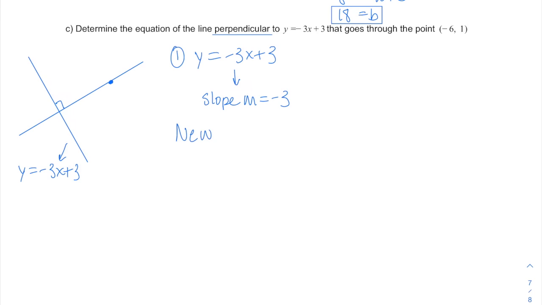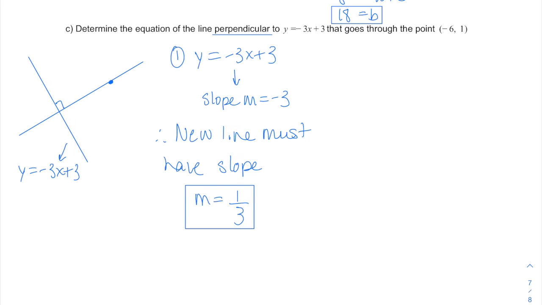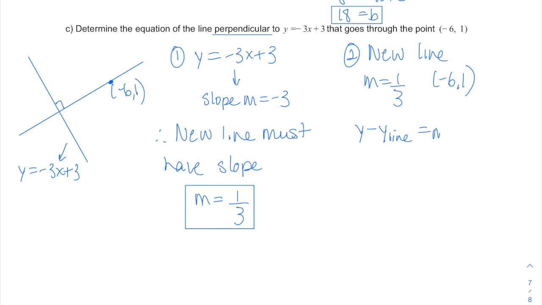So if I know my original line is -3x plus 3, my new line must have a slope that is the negative reciprocal of that, or positive 1/3. Okay, so step 2, I know my new line has slope 1/3, and I know my new line goes through the point -6, 1. In this case, I'm going to use the other equation. Again, it doesn't matter which one you use, you should get the same answer.